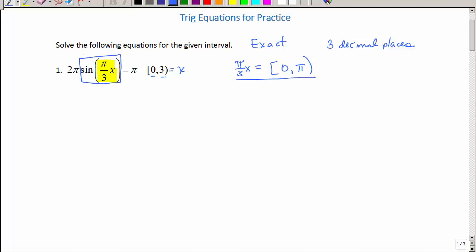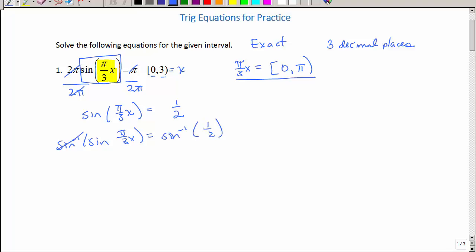But let's proceed. What do we need to do? We need to isolate that trig function first. So let's divide both sides by 2 pi. So I have the sine of pi over 3x equals 1/2. At this point you should say, sine equals 1/2, I know that. Alright, so you could just answer it at this point, but really algebraically what we are doing is we're taking the inverse sine of both sides of this equation. And the inverse sine and sine, they are inverse functions, so they cancel each other out or undo each other.